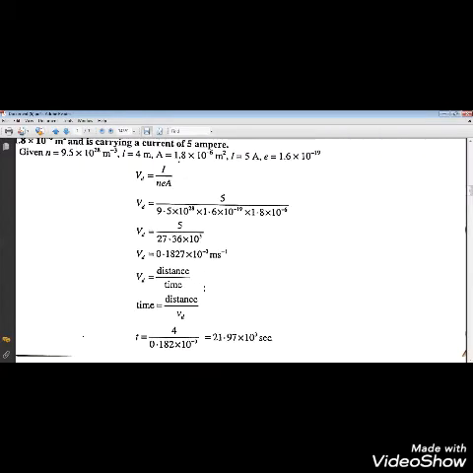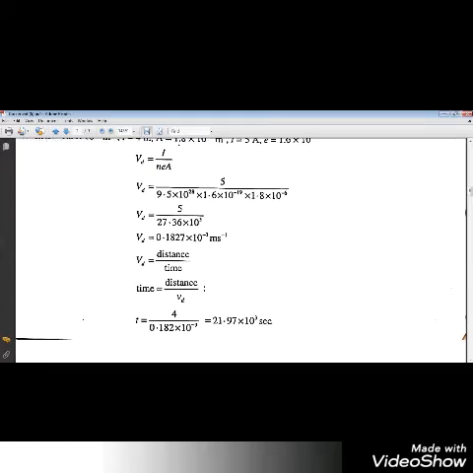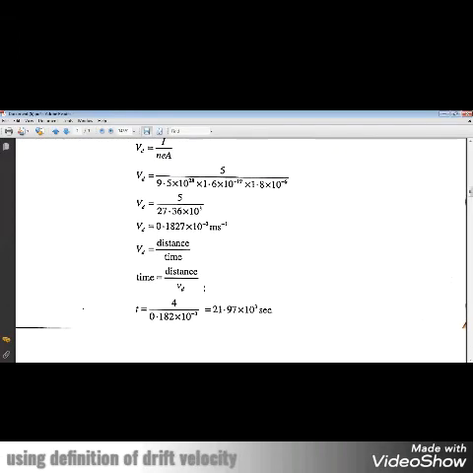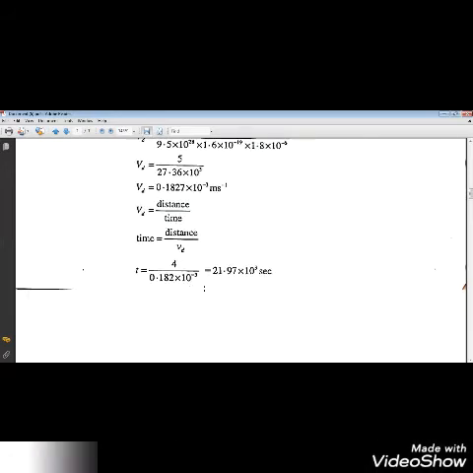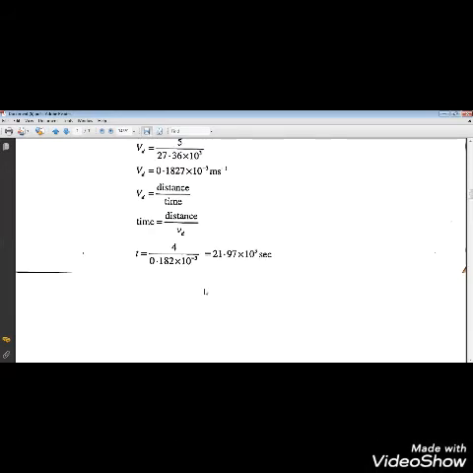And also we have to find out the drift time. Taking the definition, drift velocity is distance divided by time, and using this relation we can easily find the time: time is equal to distance divided by Vd. Then t is equal to the distance, 4, divided by Vd, which is 0.182 into 10 to the power of minus 3. After simplification, 4 divided by 0.182 is found to be 21.97 into 10 to the power of 3, that is the time in seconds.